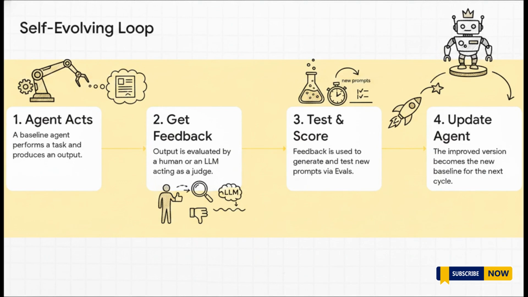Let's break that down. Step 1, your baseline agent acts. Step 2, its output gets scored, either by a human expert or, and this is wild, by another LLM acting as an impartial judge. Step 3, that feedback is used to automatically generate and test a bunch of new prompts. And finally, step 4, the winning prompt creates a new, improved agent, and that becomes your new starting point. You're creating a system that gets smarter with every single task it performs.